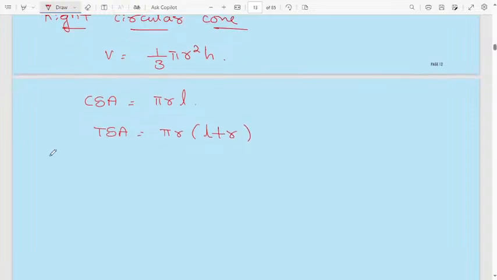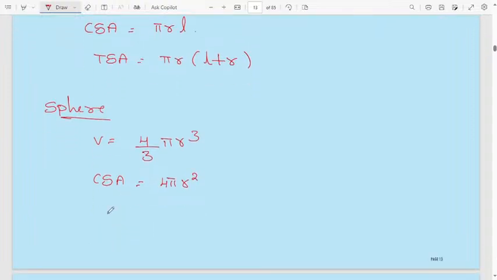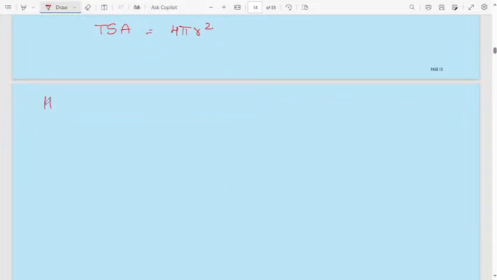Then in the case of a sphere, volume is 4 by 3 pi r cube. Then curved surface area is 4 pi r square. Then total surface area is 4 pi r square, both are the same. Curved surface area and total surface area are the same in the case of a sphere. Next, move to the hemisphere. Last one.